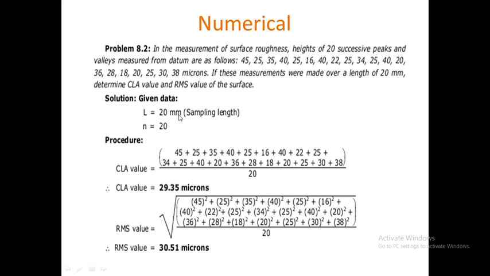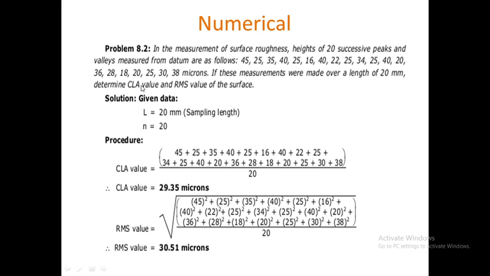Now the length is equal to 20 mm, that is the sampling length, and the total number of readings taken over the sampling length is equal to 20, since it is given the heights of 20 successive peaks and valleys. So the total number of divisions over which the readings have been taken is equal to 20. So n is equal to 20.